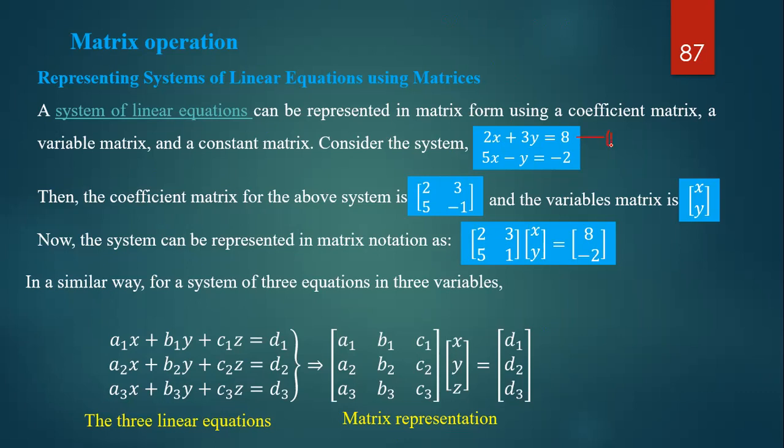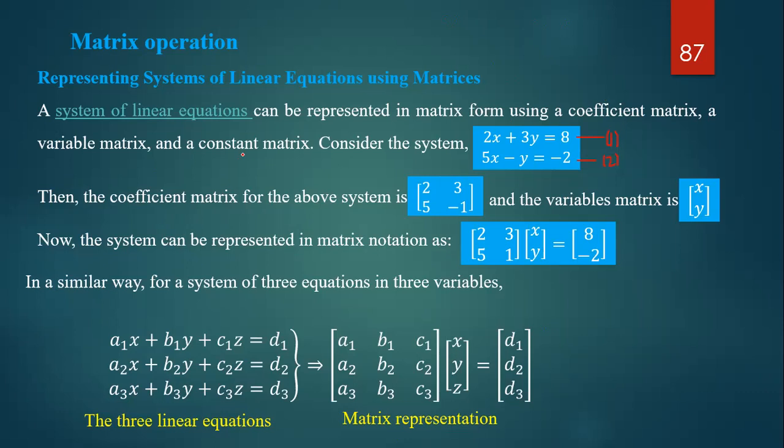Equation number 1, 2x plus 3y equals 8. Equation number 2, 5x minus y equals minus 2. These are 2 linear equations. Someone can solve these 2 linear equations using the simultaneous equations method, or back substitution, or any kind of method. A lot of methods are there.